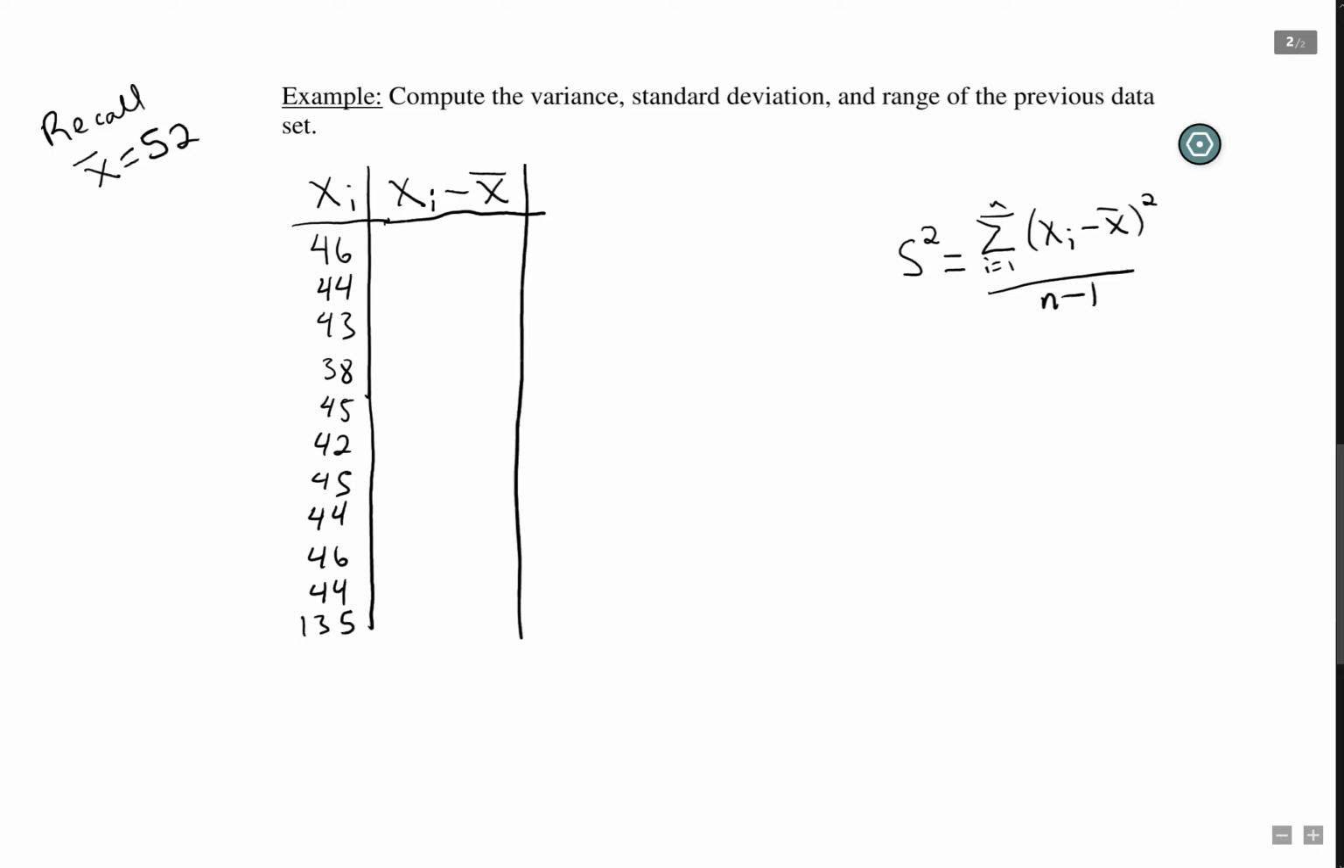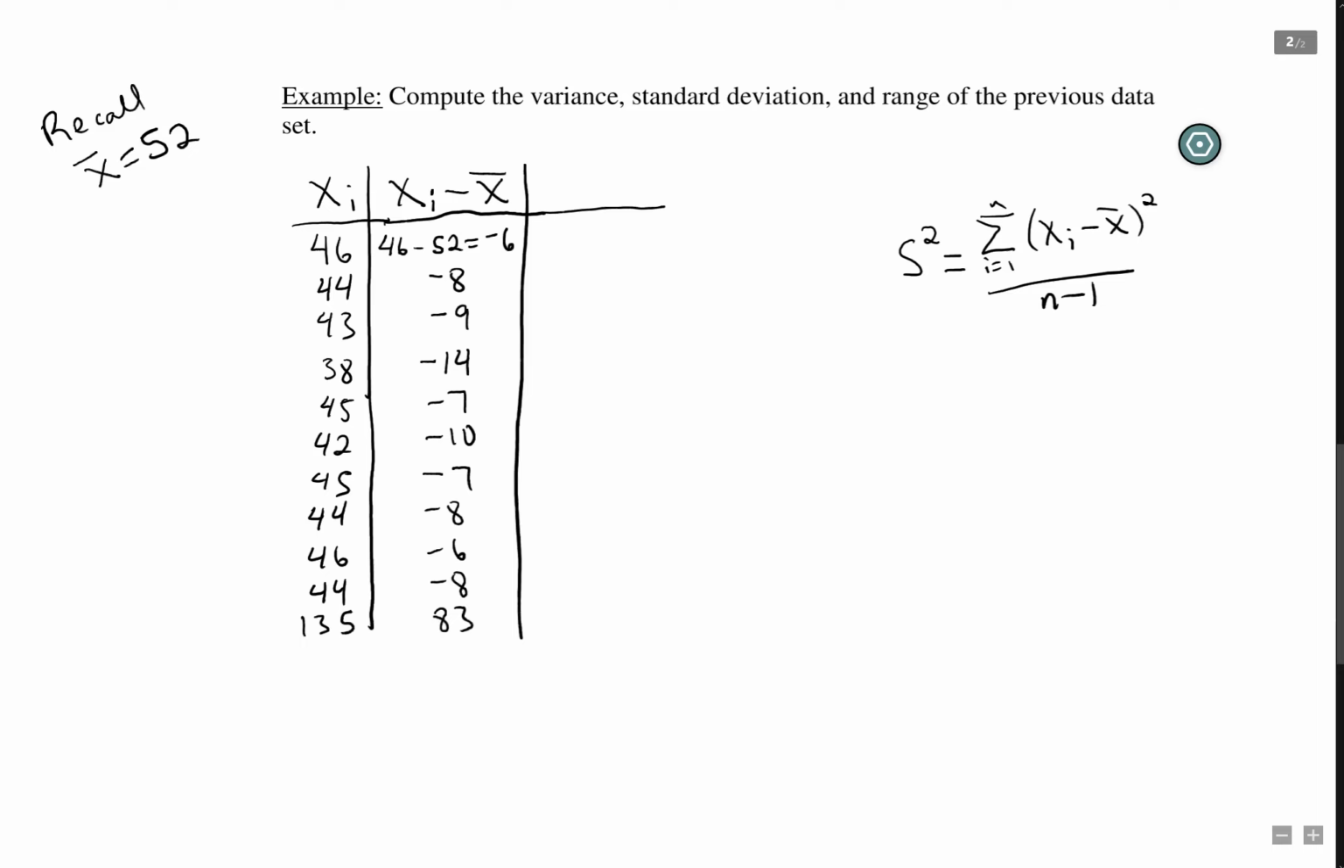So first, the deviation for the number 46 is going to be 46 minus 52, and that's going to be negative 6. If I take 44 minus 52, I get negative 8. 43 minus 52, negative 9, and so forth. The deviations are negative 14, negative 7, negative 10, negative 7, negative 8, negative 6, negative 8, and 83. So here are my deviations, okay?